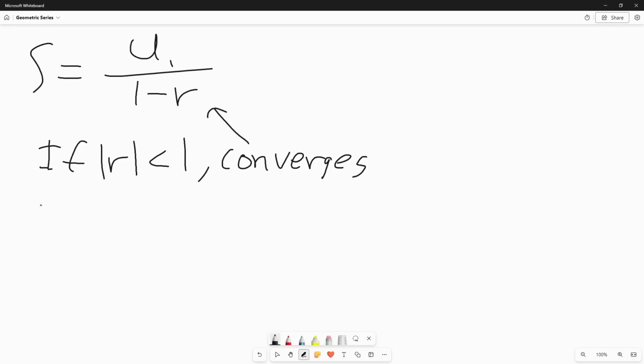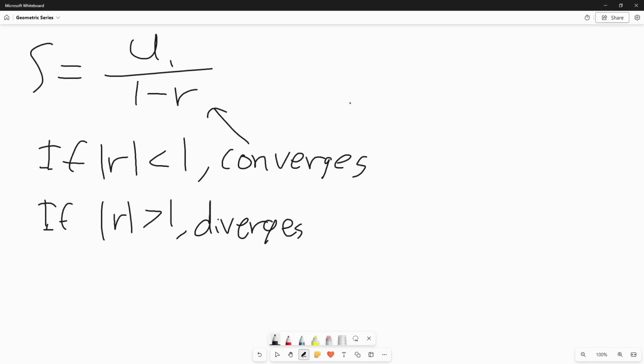However, if the absolute value of R is more than 1, then it diverges, which means you cannot use this formula, and that the sum is going to be infinitely large.